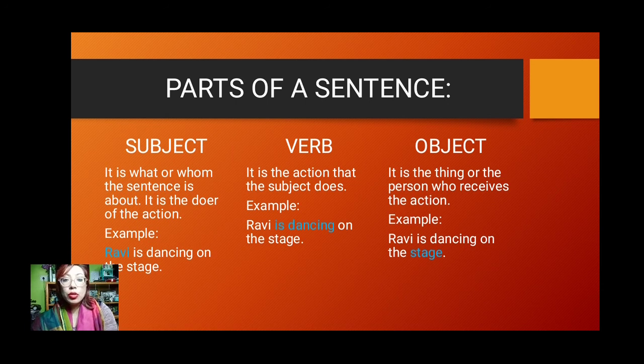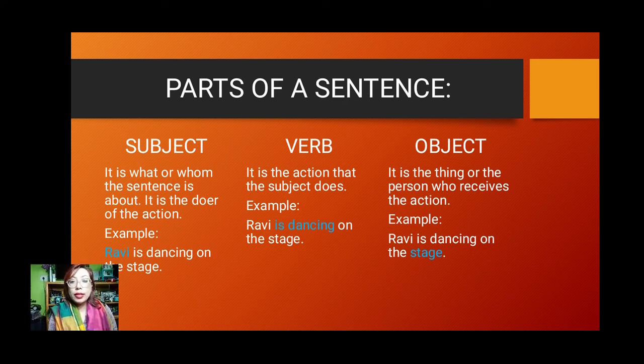All right, students. It is what or whom the sentence is about. The subject is the center of the sentence. It is the doer of the action. As we all know, the subject may be a thing, an animal, or a person who is doing the action in a sentence. A sentence always has a verb in it, right? That is an action. So here we can see that the subject is the doer of the action. It may be a person, animal, or thing.